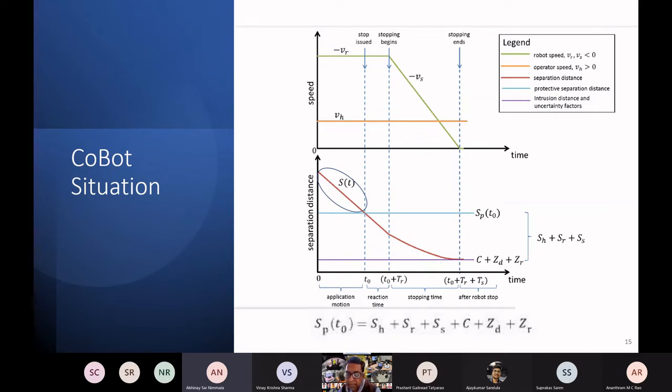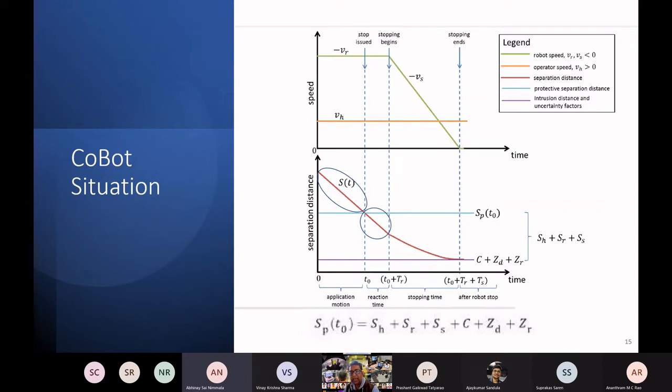Here we are plotting the separation distance with respect to time. So this part is ST. The robot is moving, and the separation distance is decreasing as it comes towards the human operator. And here you can still see the slope is the same, because although we issued the stop command here, the robot has not yet sensed it, so it is still moving in the same direction and doing the same thing. So the slope is the same as in the previous case.